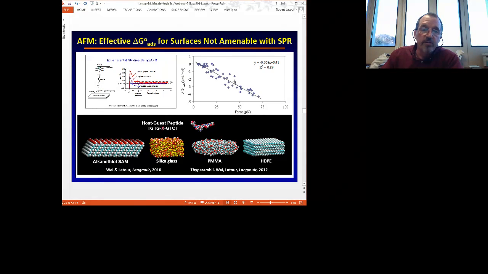showing we get very nice correlation between the two. And so we use this then for surfaces like silica glass that can't be readily used with our SPR, but we can use this with our AFM, measure the debonding force, and get an associated effective free energy of the interaction of our peptides with that surface. And we've done this for silica glass, polymethyl methacrylate, and polyethylene.